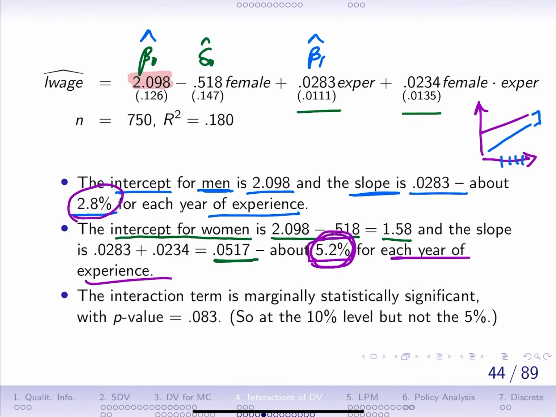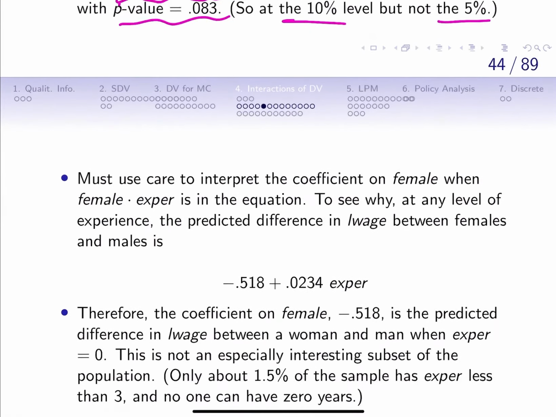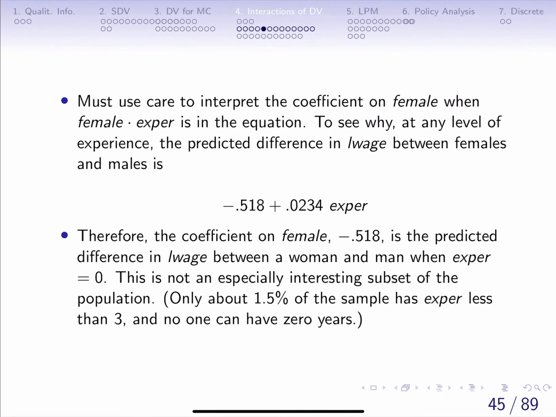Okay, and so we want to focus also on the interaction term and whether it's statistically significant. So here in my model, this is significant at the 10% level, but not at the 5% level with a p-value of 0.08. So you want to be very careful when you're interpreting the coefficient on female when female and female times experience is in the equation.